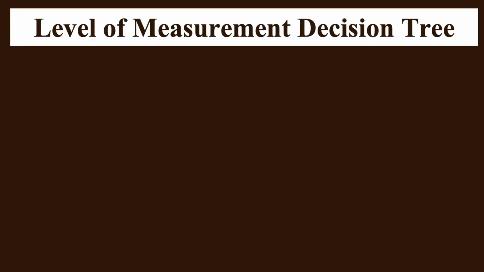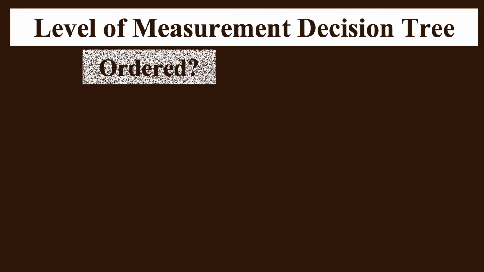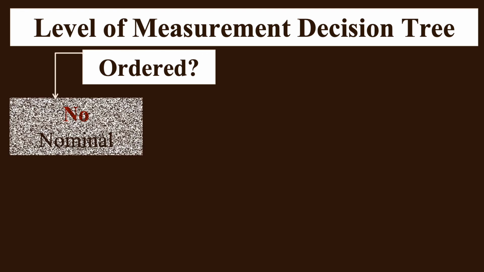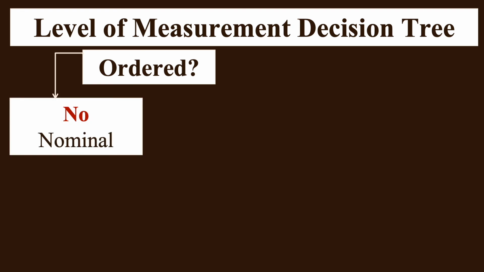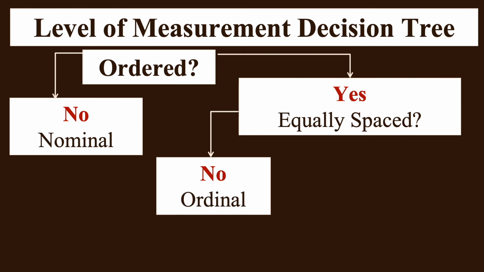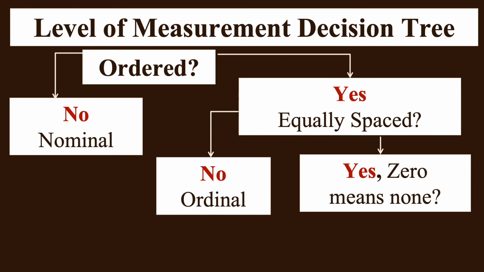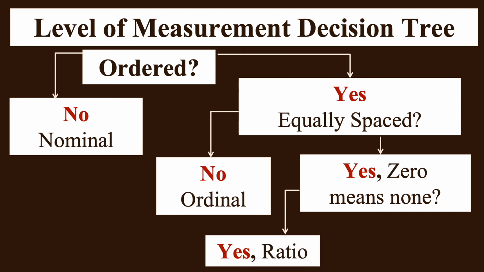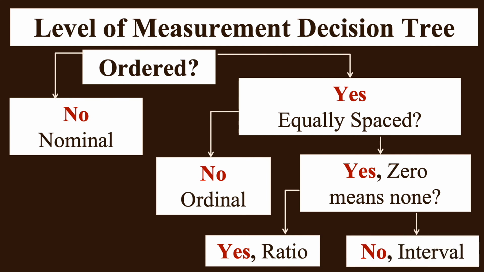Let me give you the decision tree to guide you in determining the level of measurement. The very first question you ask yourself is, can the results be arranged? If your answer is no, then that is nominal. If yes, you ask yourself, are the answers equally spaced? If your answer is no, then that is just ordinal. However, if your answer is yes, then you ask yourself, is 0 a 0? If your answer is yes, then that is ratio. If your answer is no, then that is just interval.